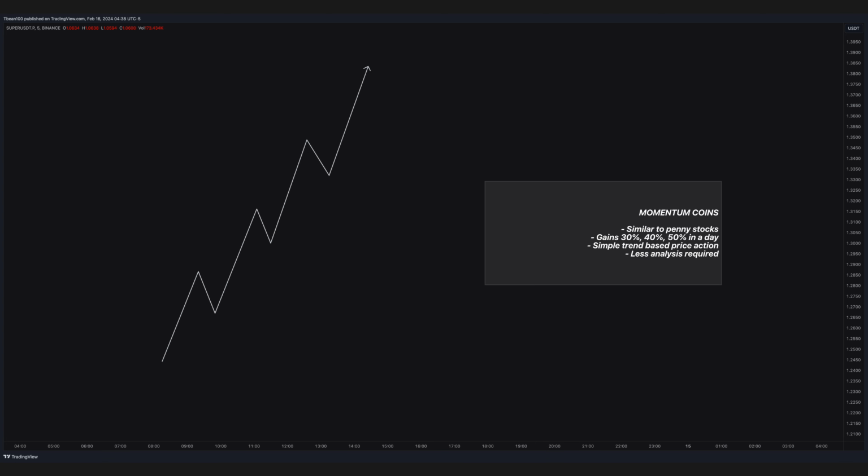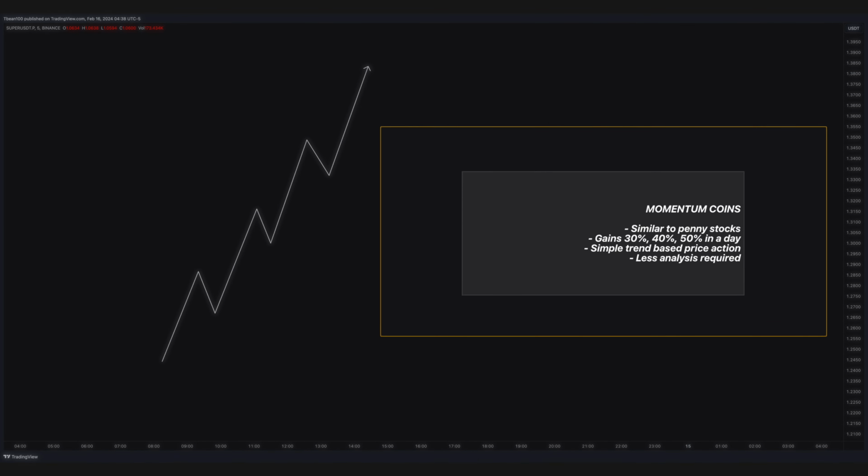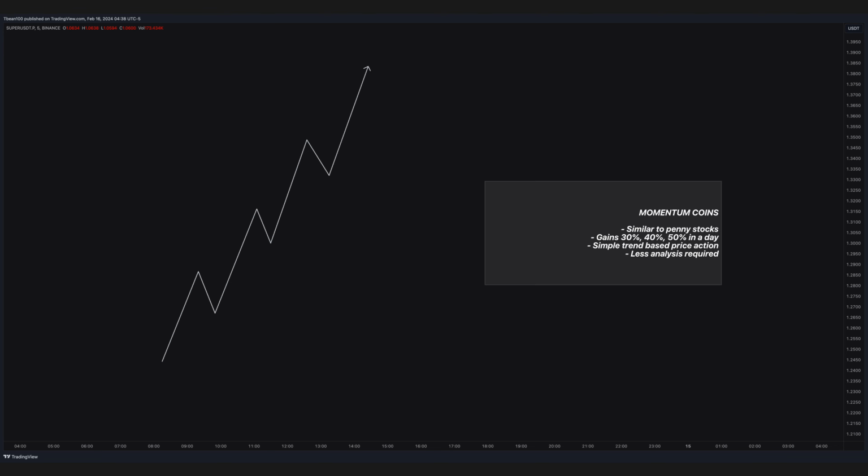Today, I want to talk about momentum coin trading. But what is a momentum coin? It is exactly similar to penny stocks in your stock markets. These coins and stocks are really cheap in price with less volume, so they can be pumped and dumped so easily. You can see these coins rise like 50%, 100% in one day.